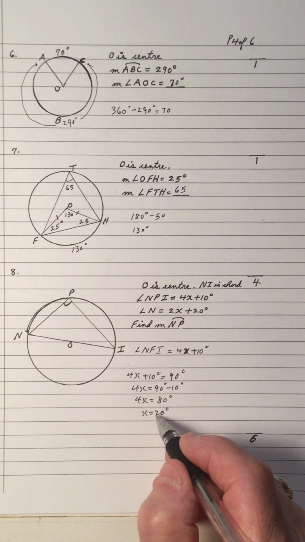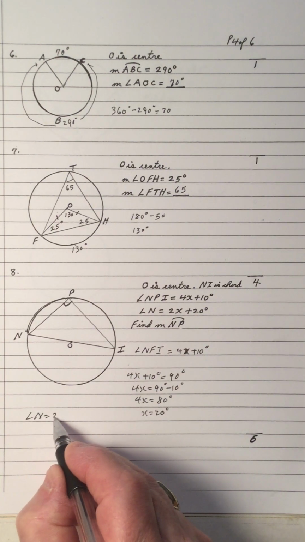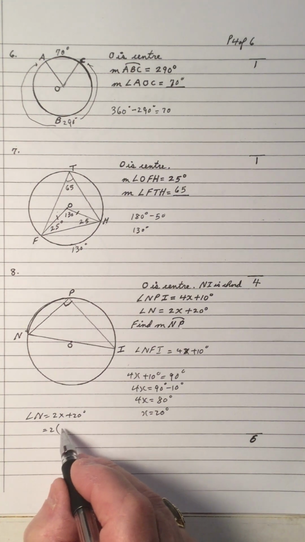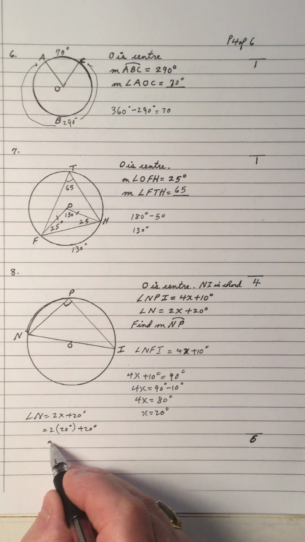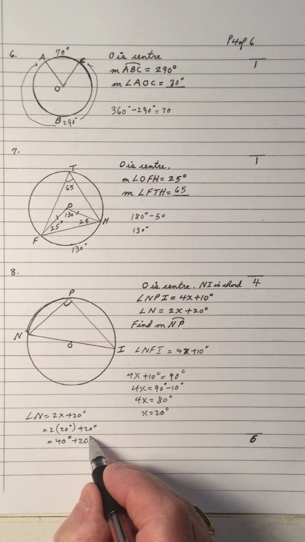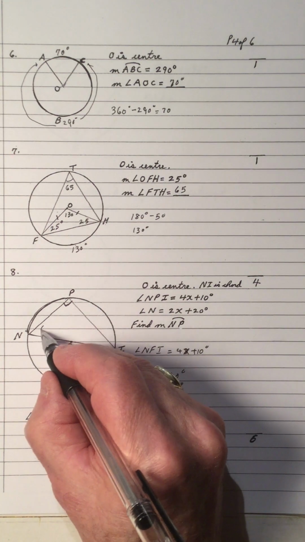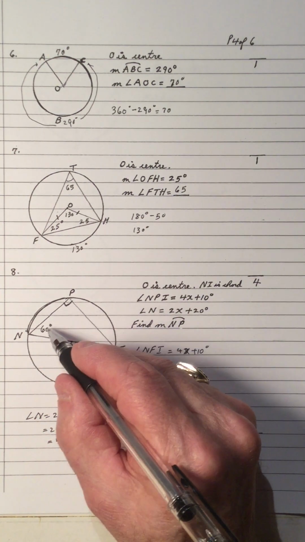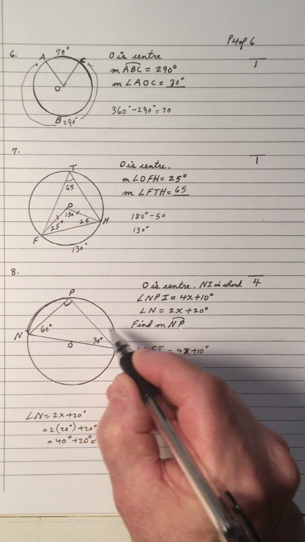So we have x is 20, so let's put angle N is equal to 2x plus 20. So x is 20 degrees. So 2 times 20 is 40. And 40 plus 20 is 60. So that means this angle is 60. So we have a right triangle. That's a 90 and a 60. That's 150. That means this angle is 30.